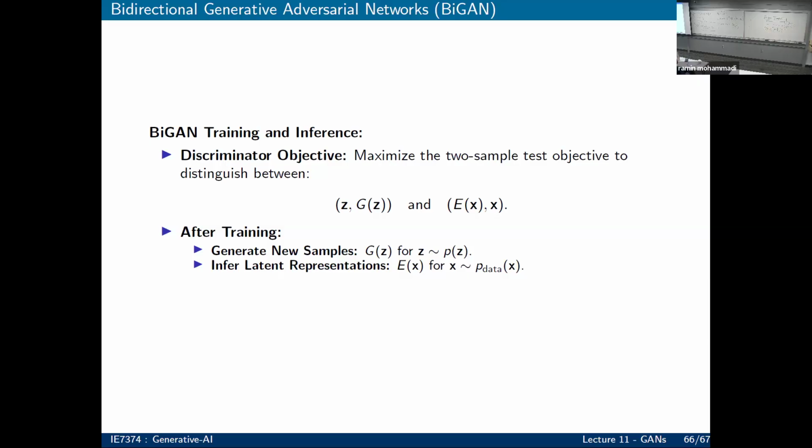After training, after you have this model done, you can generate a new sample by passing Z, a Gaussian noise, to the generator. Then you can also pass the X to the encoder and get that latent representation. So this way you have that encoder concept, also similar to other models that we saw. So this becomes BiGAN, and I think that's it.